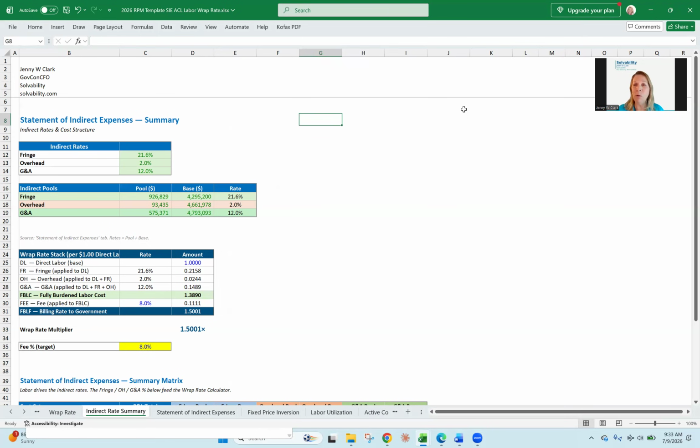For your fringe pool: payroll taxes, leave, group benefits. Oh, and workers' comp. Your overhead: the cost of the technical support for your technical workforce. And your G&A: your headquarters, your corporate expenses. I've got these tied to other sheets when they're doing the calculation, so we're not going to go into the detail of that. But here's what I do want to explain.